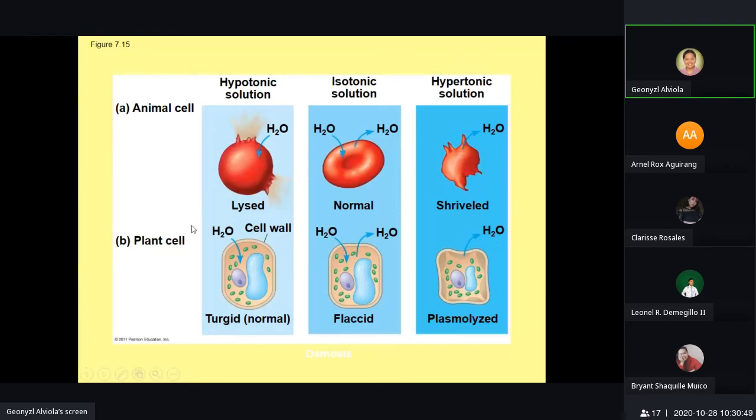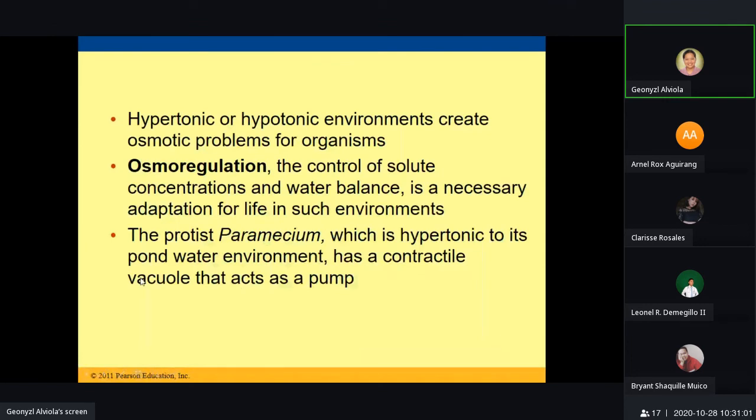Because the cell wall gives a fixed shape to the cell. Pero ang plasma membrane, nag-shrink na. Like this one, oh. Ito yung plasma membrane. Nag-shrink na. Okay. So, hypertonic or hypotonic environments create osmotic problems for the organism. Pero kung tanongin ninyo, ma'am, paano nag-survive ang mga isda nga nasa dagat? Hypertonic man ang ilahang environment.